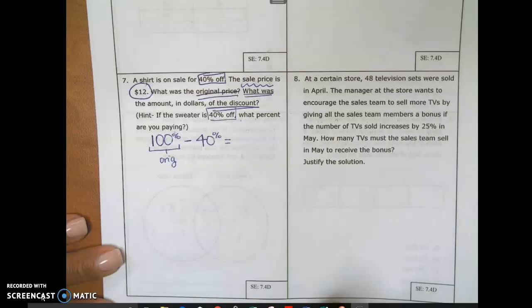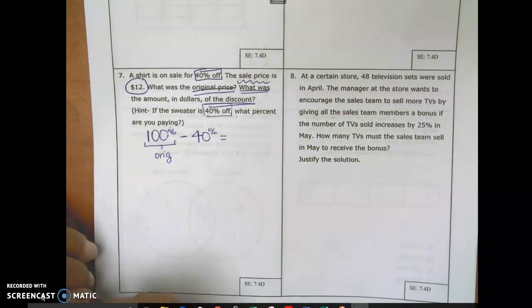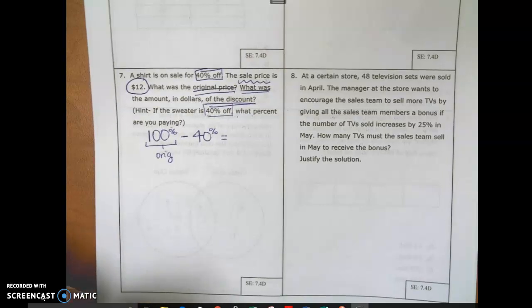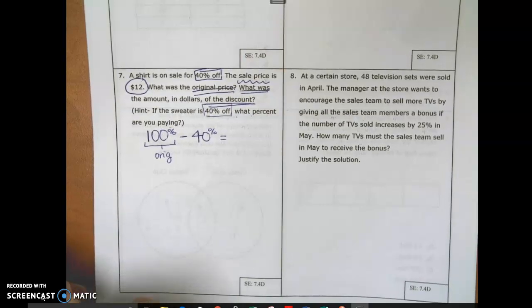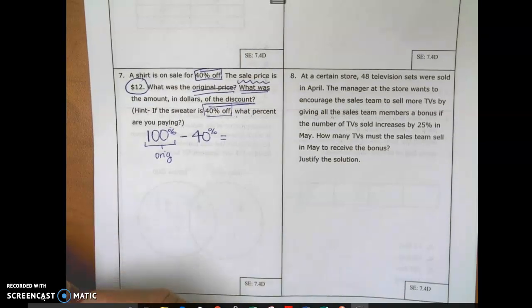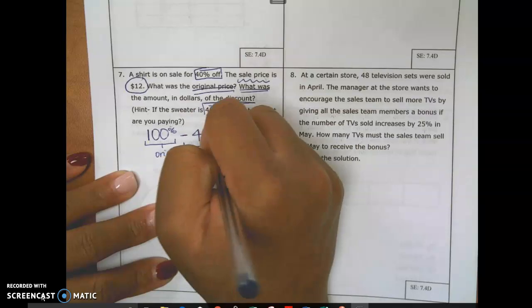Subtract. No. Percent means out of 100. Original price. Nope. Original price is what I have already. Discount. Thank you. Y'all need to know what discounts are. When you go shopping, you're going to want to use discounts. Otherwise, you could pay full price and get your head slapped. I'm trying to prevent that for you. You're welcome. So, discount is my minus 40.